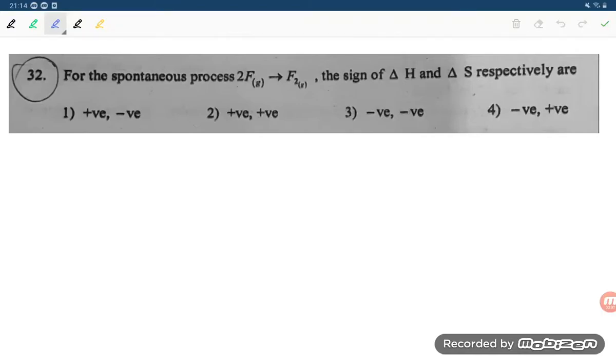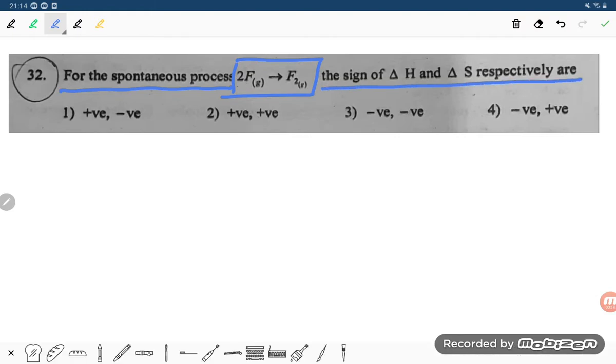Hello students, let us see one problem. For a spontaneous process, that is 2F converting into F2, the signs of delta H and delta S are respectively, right students?